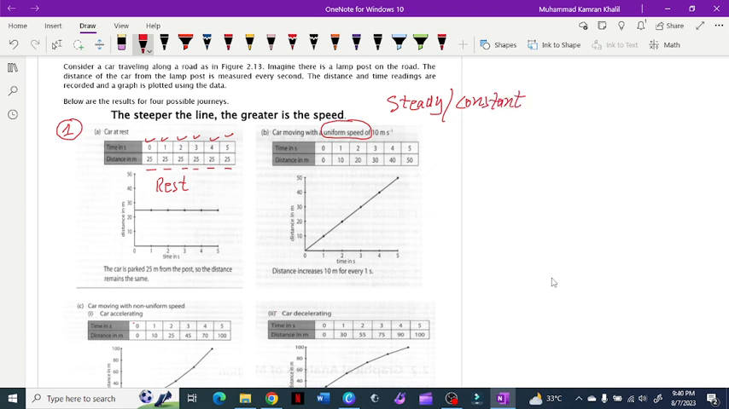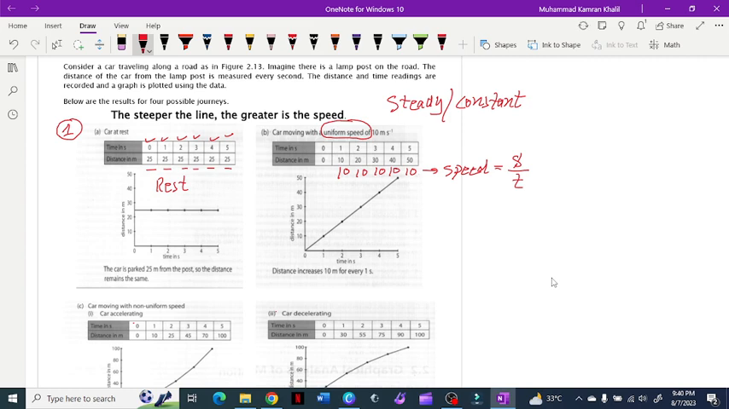So how can we evaluate this speed? 10 divided by 1 gives you 10, then again 10, then 30 divided by 3 is 10, then again 10, then again 10. So this will be the speed, and we can calculate speed by applying the formula distance divided by time. Always remember, distance is represented by the symbol s, and time is represented by t.